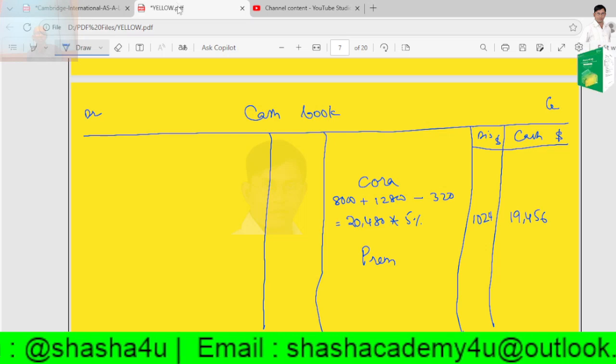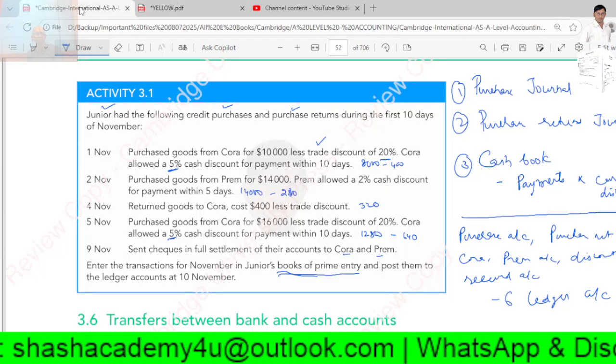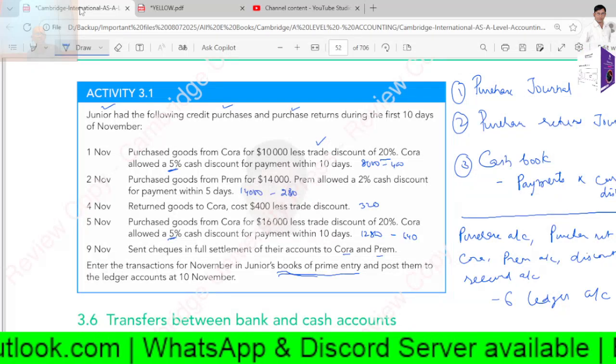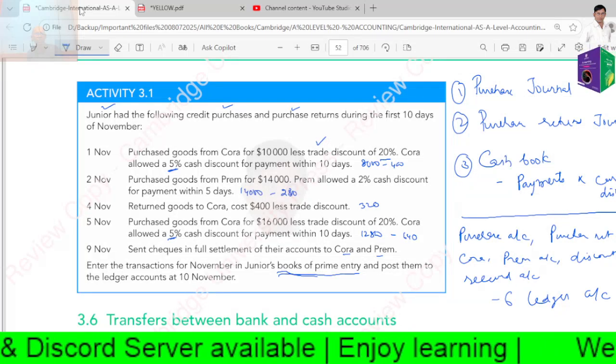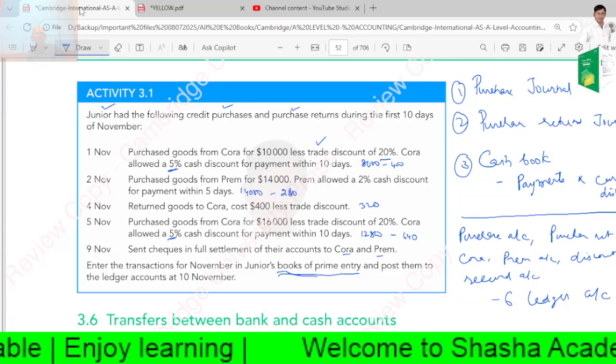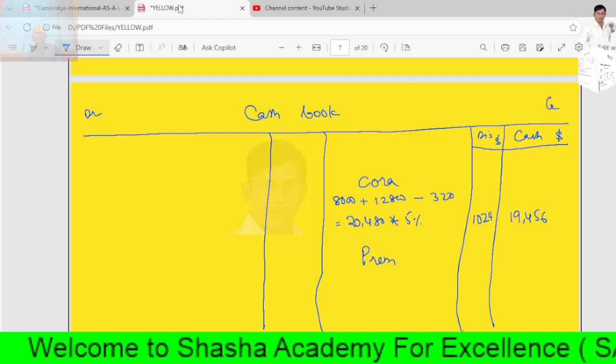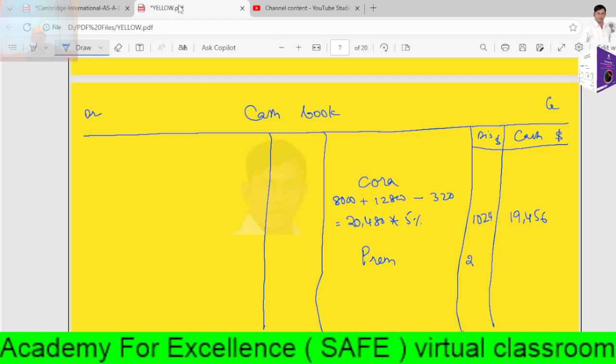So to Frame, how much you have to pay? The entire amount you have to pay. So Frame is 14,000. Discount is 280.